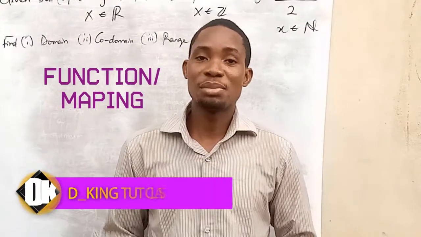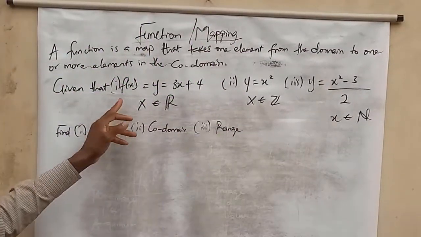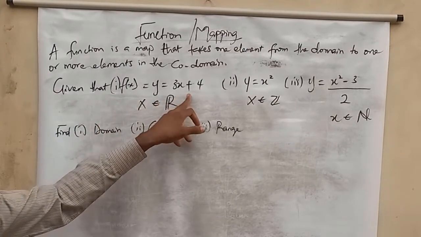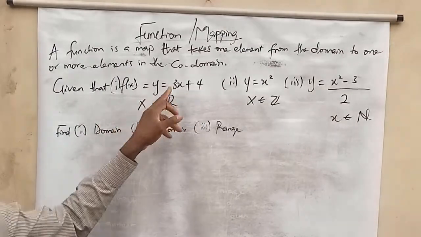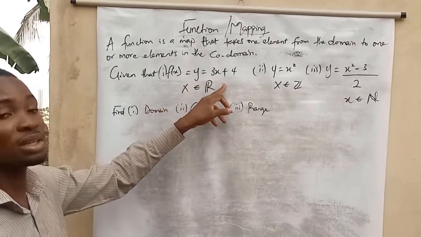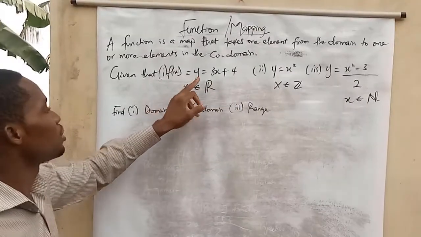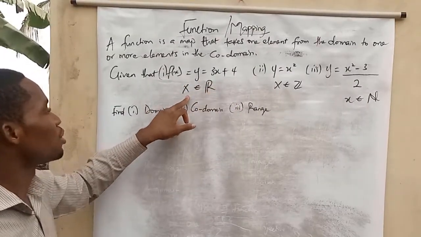In today's class, we're looking at examples of function or mapping. Now, let's see this question. Given that y of x equals 3x plus 4, it means y is a function of x. That means f of x equals 3x plus 4.